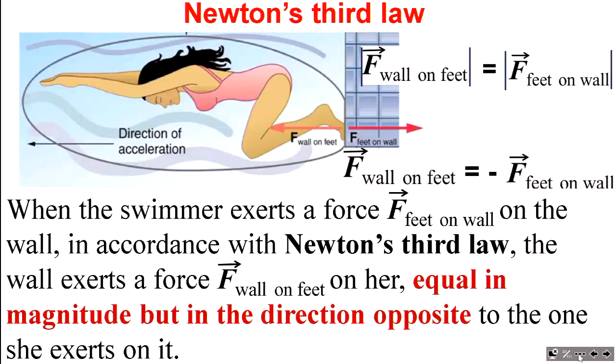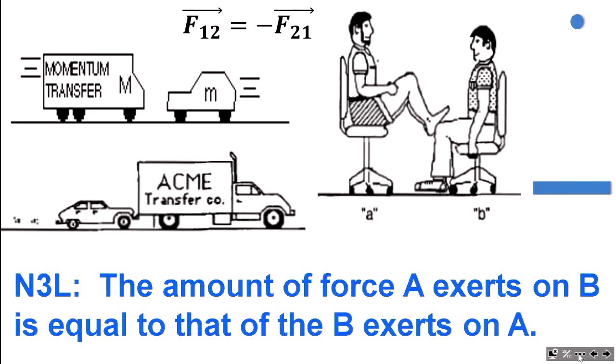Mathematical description of this law is here. So in this example, the swimmer, the lady, pushes on the wall. That's a force from the lady on the wall. And because of the interaction of the third Newton's law, there is a force acting from the wall on her. And according to the law, those forces have exactly the same magnitudes, but opposite direction. And this law applies to any interaction between any two objects. Doesn't matter, big or small, heavy or light. Any two objects, when they interact, they exert forces which have the same magnitude in opposite direction.